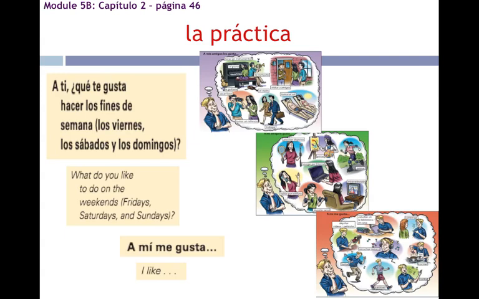A ti, ¿qué te gusta hacer? ¿Qué te gusta hacer los fines de semana? Repitan. ¿Qué te gusta hacer los viernes? ¿Qué te gusta hacer los sábados? ¿Qué te gusta hacer los domingos?